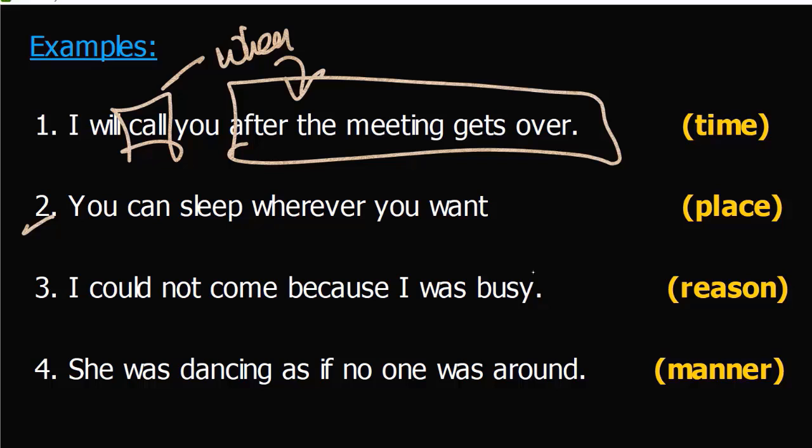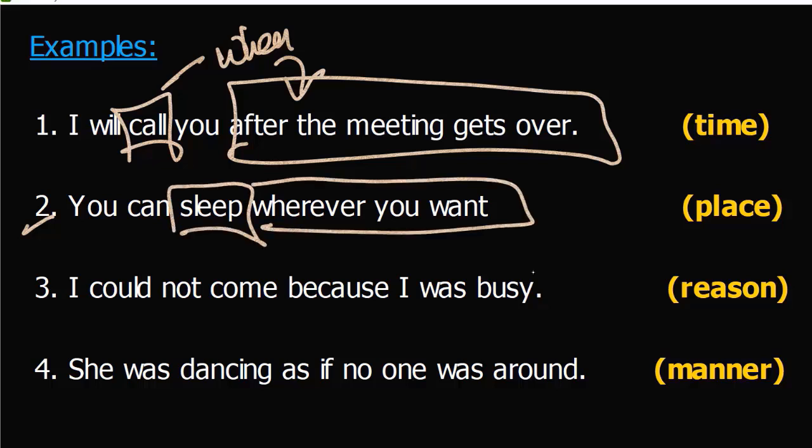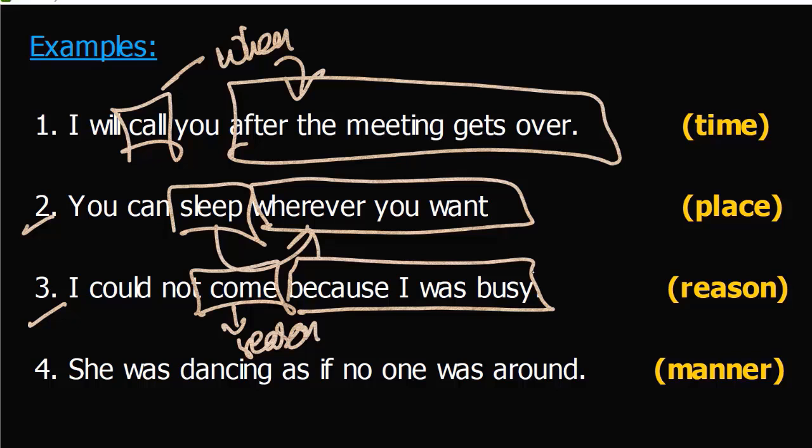Second, you can sleep wherever you want. You can sleep. What is the main verb? Sleep. You can sleep. But where? Wherever you want. You can sleep where? Wherever you want. Right. Third, I could not come because I was busy. I could not come. What is the reason? Just give me the reason. What is the reason, Ashish? Because I was busy. All right, this is the reason.